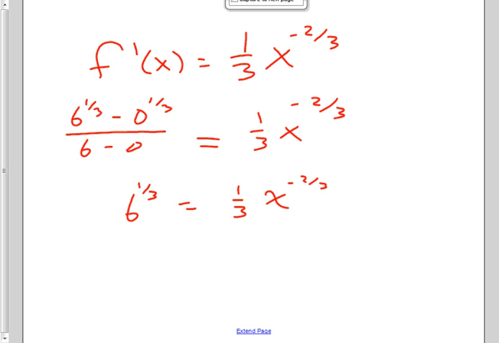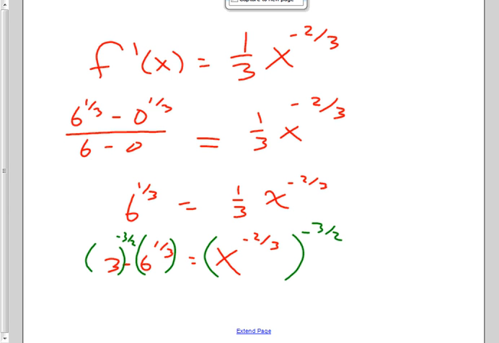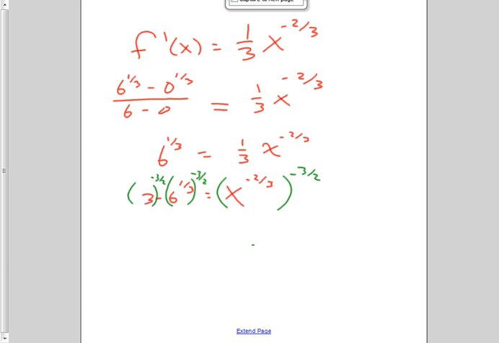Let's multiply by 3. We get 3 times 6 to the 1/3 equals x to the negative 2/3. To get rid of that negative 2/3, let's just raise both sides to the negative 3/2. So we get that x equals 3 to the negative 3/2 times 6 to the negative 1/2. Multiplying these, the 3's would cancel off.